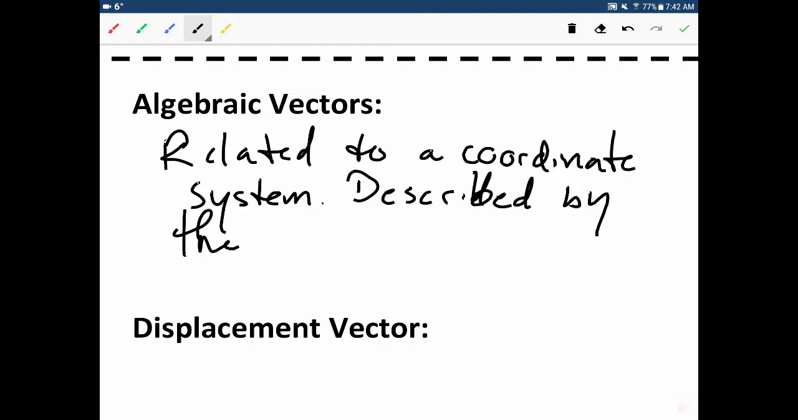So anyways, vectors are described by their components, we'll say.